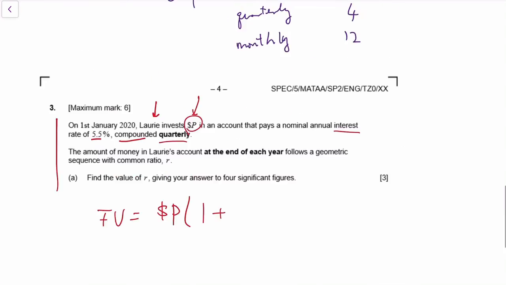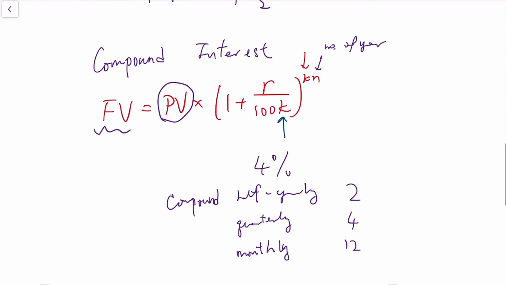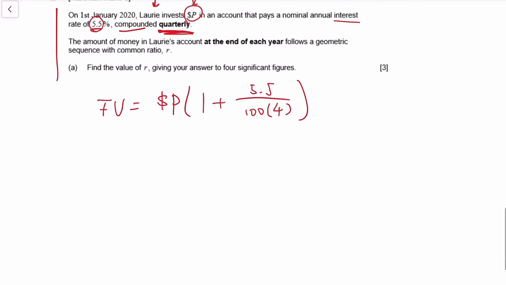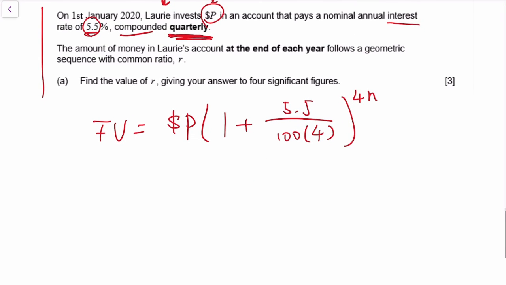Then 1 plus R over 100K, right? R is the interest rate, so 5.5 over 100K. K is quarterly, so 4. And remember you also have a K here, so that's the same K, so it's 4. N is how many years have passed. The interesting thing is you can view the money you have in the bank at the end of each year, so that means after you get the interest of that year, you can view the money you have as a geometric sequence.